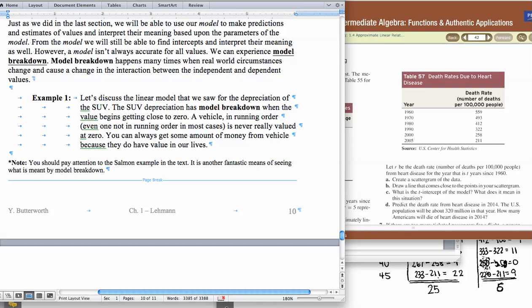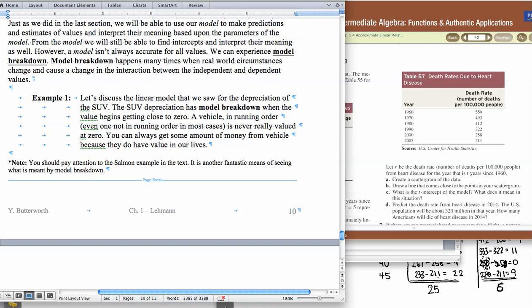Now, if you remember our SUV depreciation model that we talked about in the last section, what happens when the model gets close to 0, or when we see that after about 5 or 6 years the model predicts that the vehicle's value will be 0? Well, that's not ever going to happen. Your vehicle is never going to be worth $0. And that's kind of an instance of model breakdown.